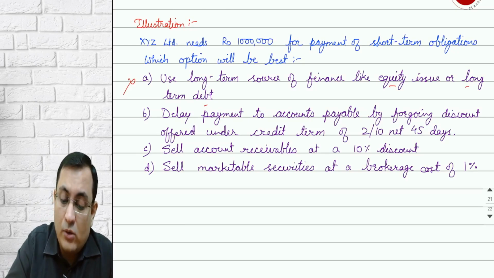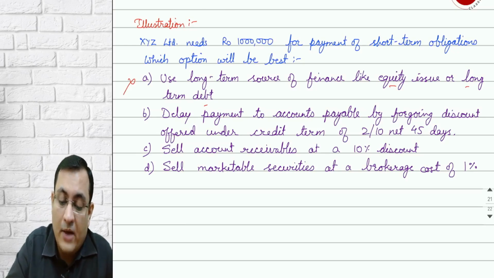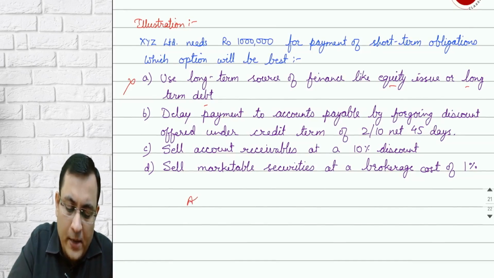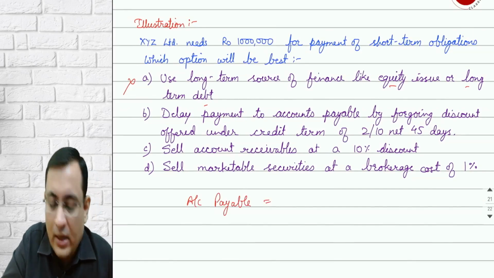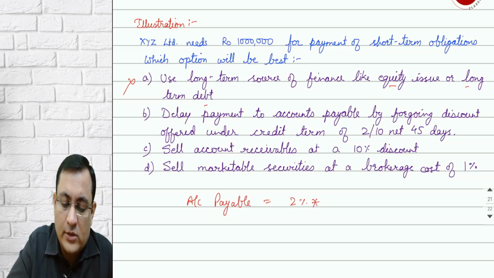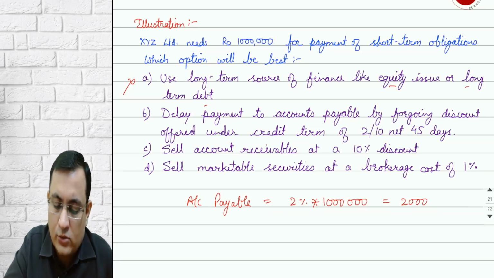Next, delay payment to accounts payable by foregoing the discount offered under the credit term of 2/10 net 45. So the first source is your accounts payable. What will be your cost of raising? By delaying payment of 1 million, you are foregoing the 2% discount over this 1 million. That is a loss of how much? 2% is equal to 20,000.